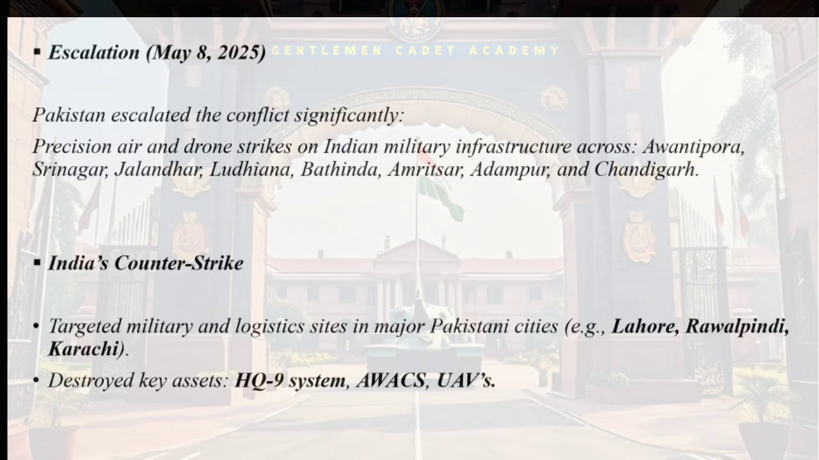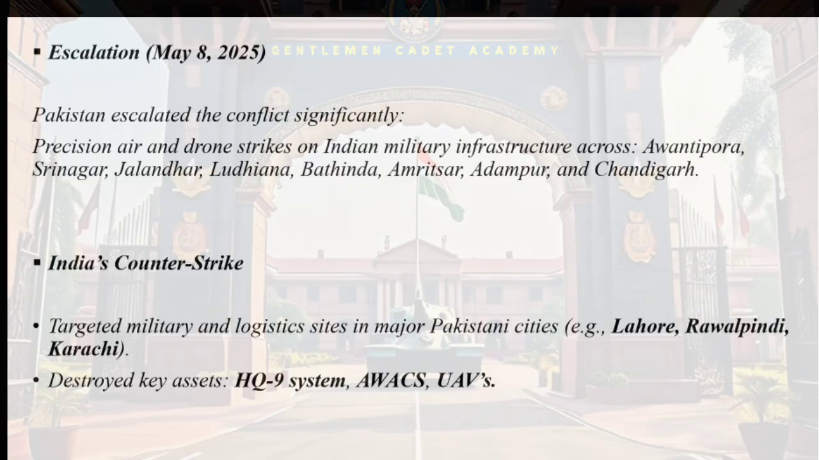Now, let us talk about the escalation after Operation Sindoor. So, on May 8, Pakistan launched a counter-offensive involving air and drone strikes aimed at Indian military facilities in areas like Avantipura, Srinagar, Jalandhar, Ludhiana, Bathinda, Amritsar, Adampur, and even as far as Chandigarh. This marked a significant escalation as Pakistan sought to respond not merely symbolically but with targeted kinetic action. However, India's robust and layered air defense systems, including the S-400 and Akash, successfully intercepted all of these attempts, and India's counterstrike was immediate and devastating.